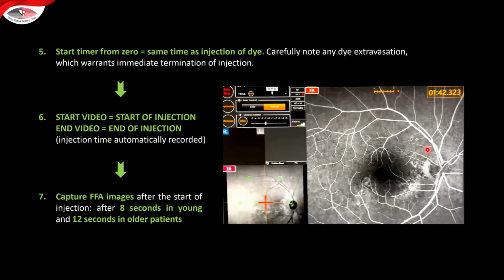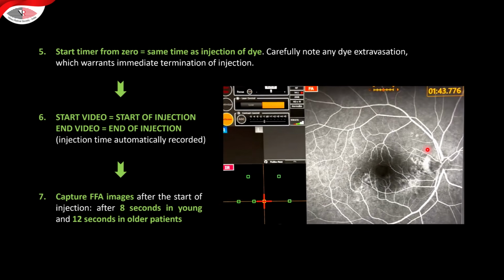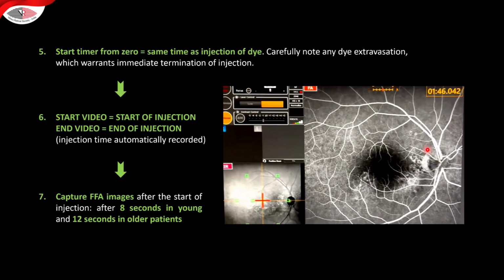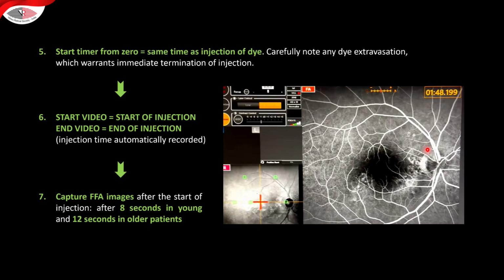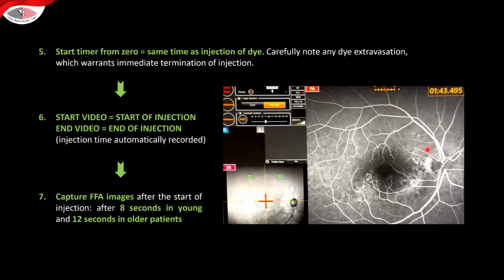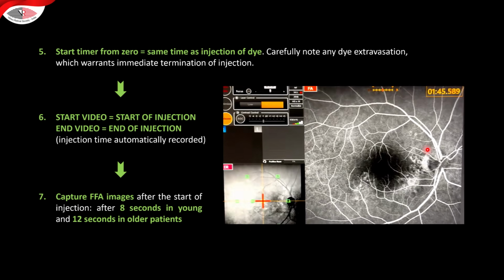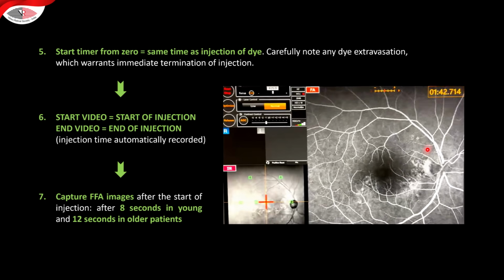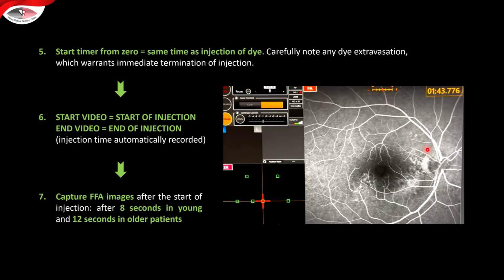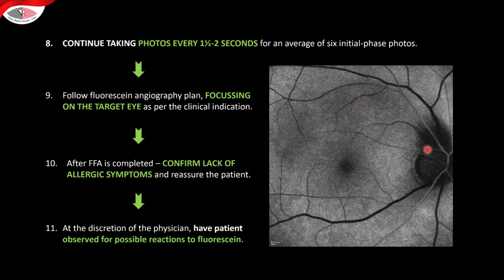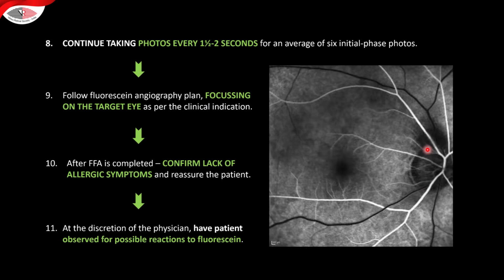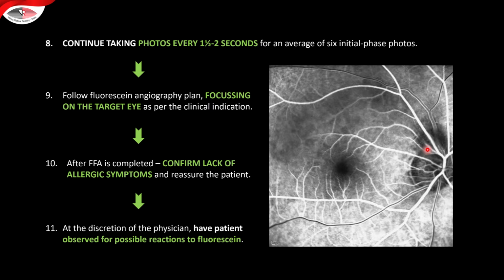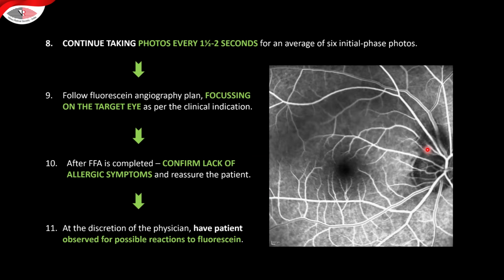The video is started. The first few seconds are quite crucial for some of the pathologies, especially when you look at early filling or feeder vessels at times, which we used to look for in the past for a lot of SRNVMs. Capture FFA images after the start of injection, after 8 seconds in young and 12 seconds in older patients. We continue to take photos every 1.5 to 2 seconds eventually.